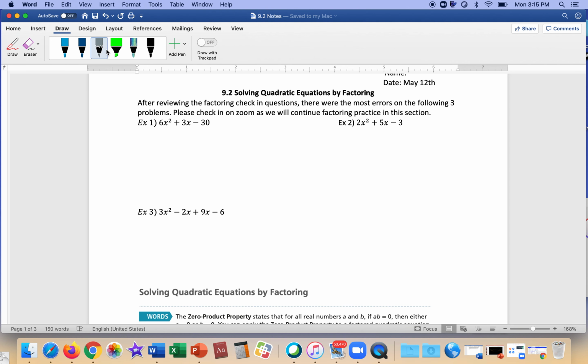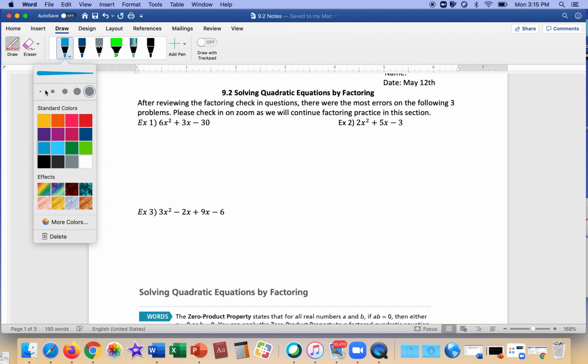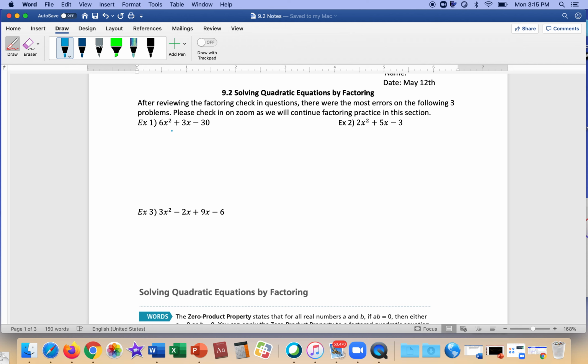So I noticed when I was looking at some of your practice review assessments that some people still struggled with the factoring. So let's review the 3 problems that most people got wrong.